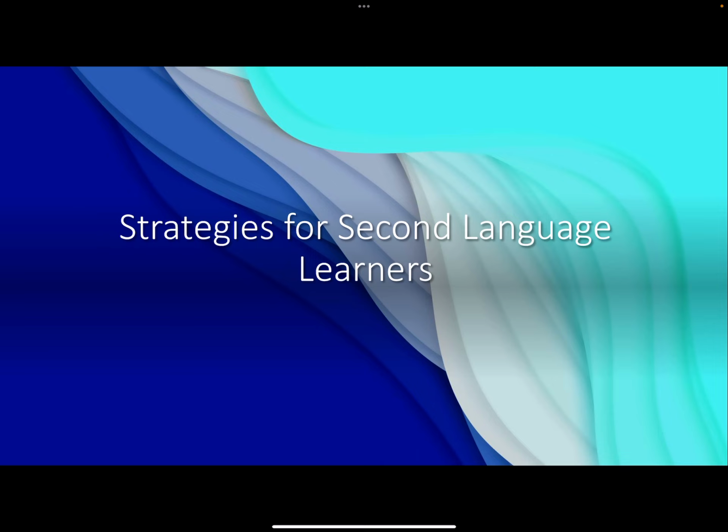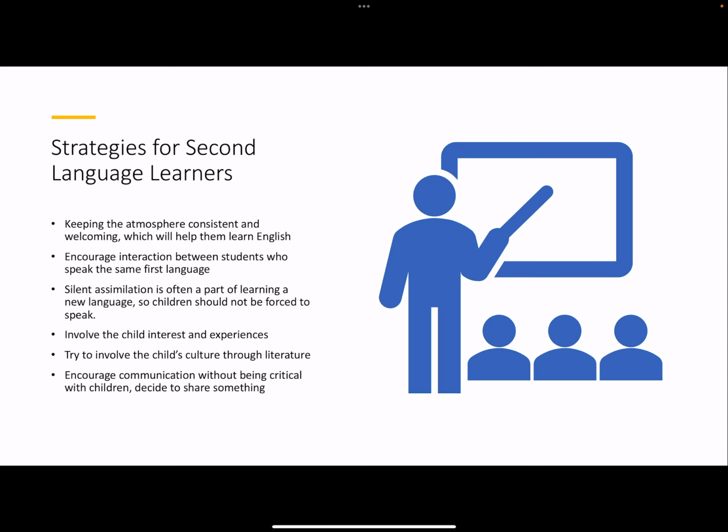And next, strategies for second language learners. So, strategies for second language learners included keeping the atmosphere consistent and welcoming, which will help to facilitate the child learning English. Encouraging interaction between students who speak the same first language. And another thing that I noted was that silent assimilation is often a part of learning a new language, so children should not be forced to speak. And even though it may not look like they're participating, they're still learning that language.